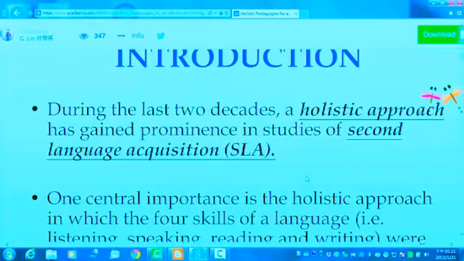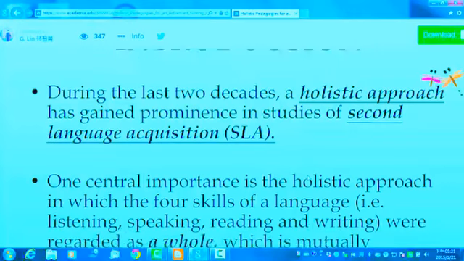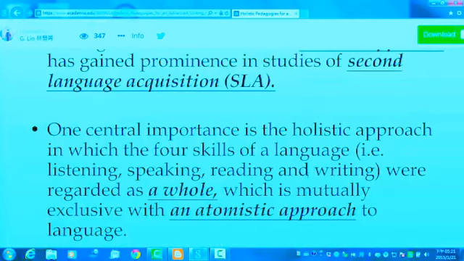During the last 2 decades, a holistic approach has gained prominence in studies of second language acquisition. One central importance is the holistic approach in which the four skills of a language, for example, listening, speaking, reading, and writing, were regarded as a whole, which is mutually exclusive with an atomistic approach to language.